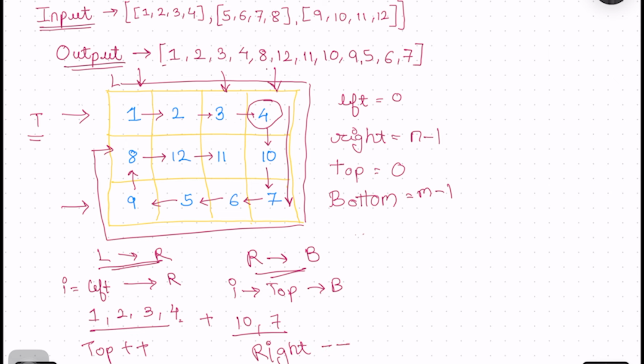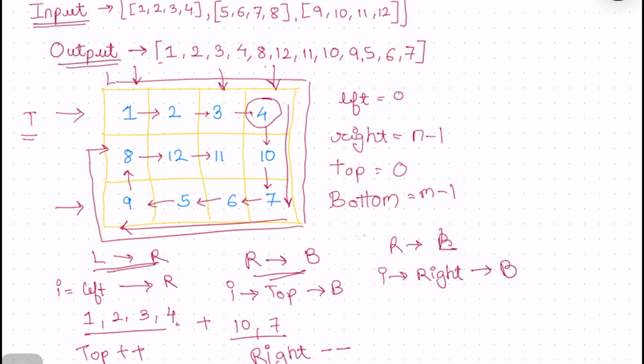Next I have to traverse from right to left along the bottom. So my loop should start from right and go till left. My right is here, so I'll get 6 5 9. After that my bottom is here, so it will be decremented similar to the right. My bottom will be decremented, minus minus.